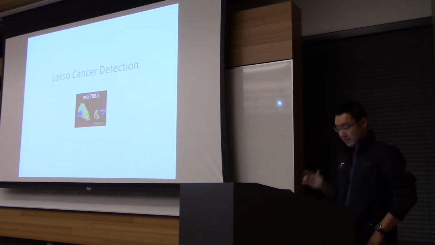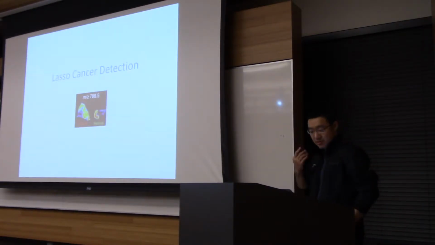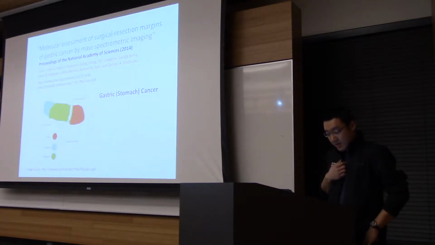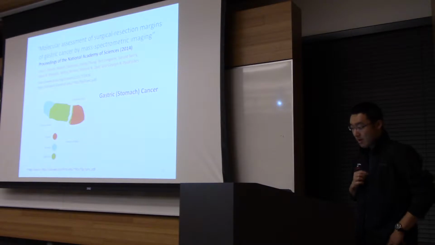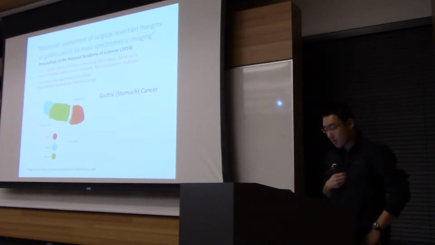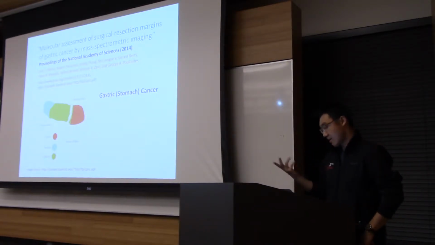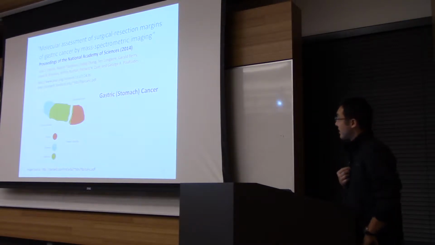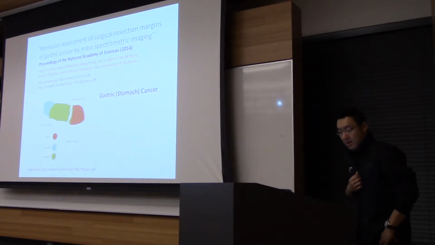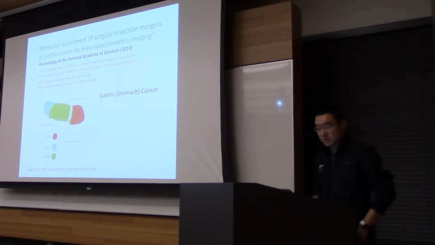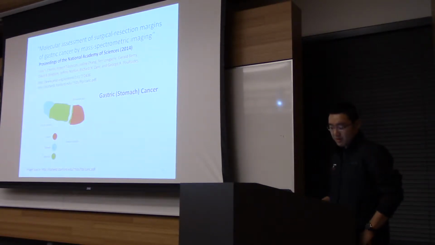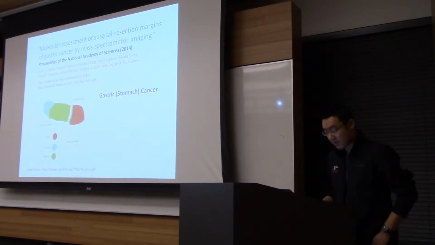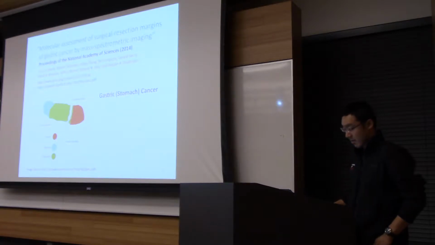Okay, so first one, Lasso cancer detection. This is going to be a pretty quick one. The motivating application here was that when, let's say in this case, the person has stomach cancer or gastric cancer, the surgeon needs to basically cut away the portion of the tissue that is cancerous while leaving as much of the healthy tissue intact as possible, right?